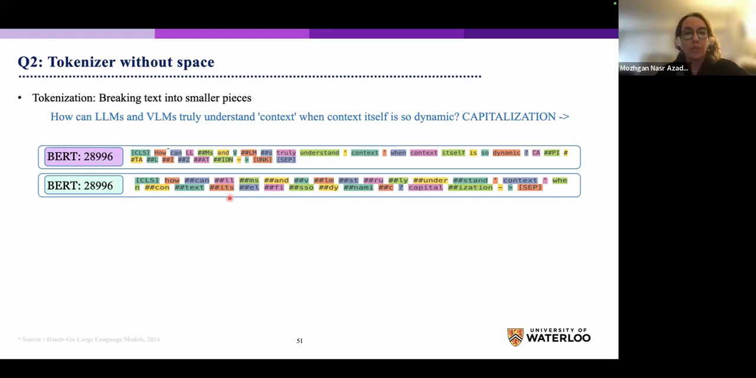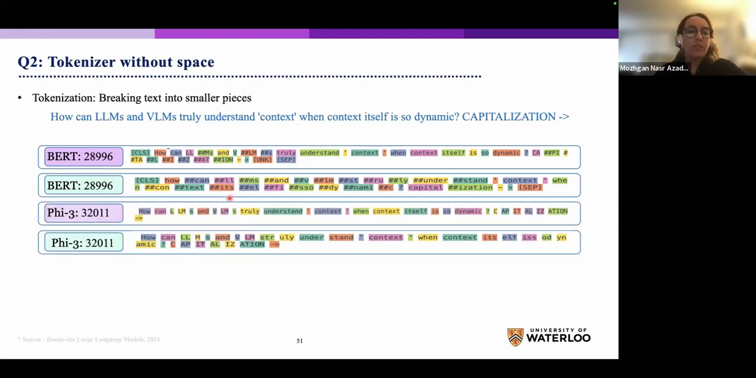I also gave the same sentence without any spaces to Phi from Microsoft, and the performance is somewhat better, but you see that there are still some ambiguities, such as the word truly and the plural s after the VLMs. It kind of breaks it. It doesn't understand the word truly. And you see some problems here as well, where it doesn't understand itself is so dynamic.